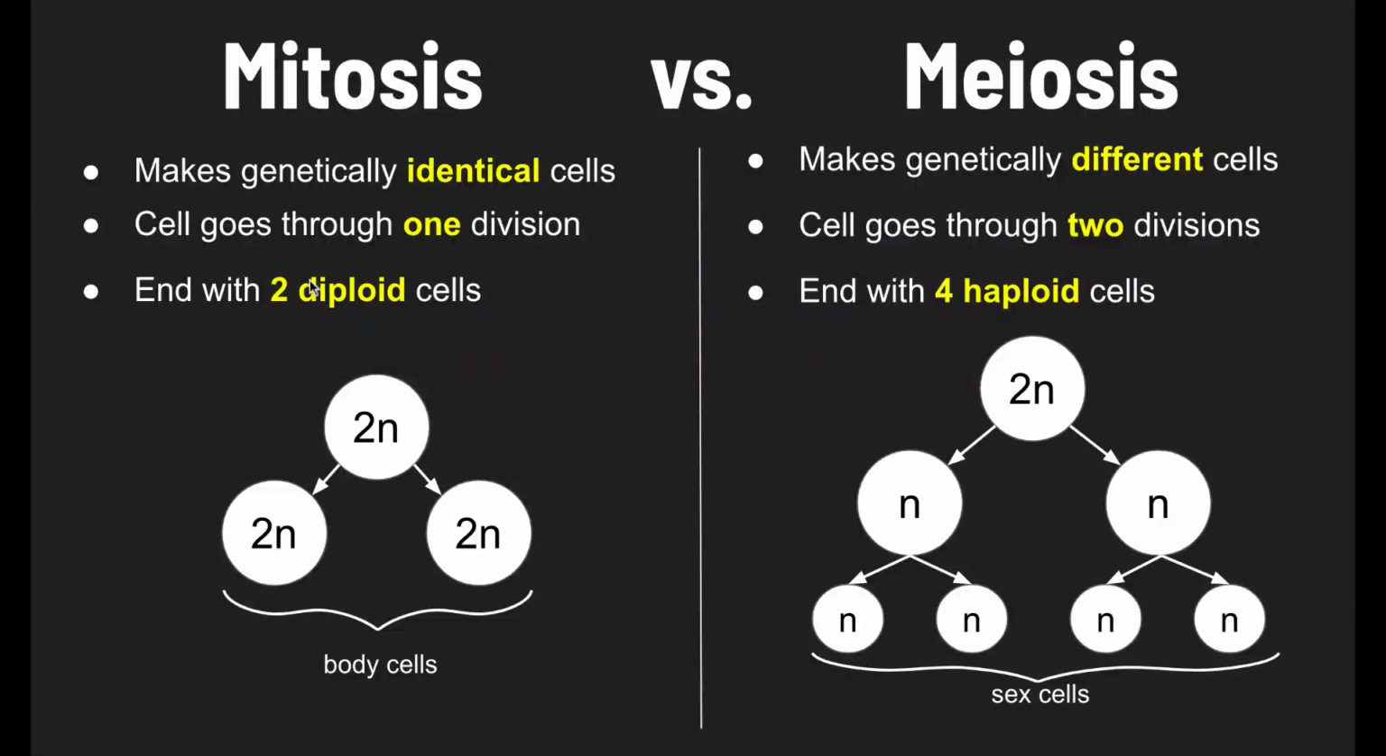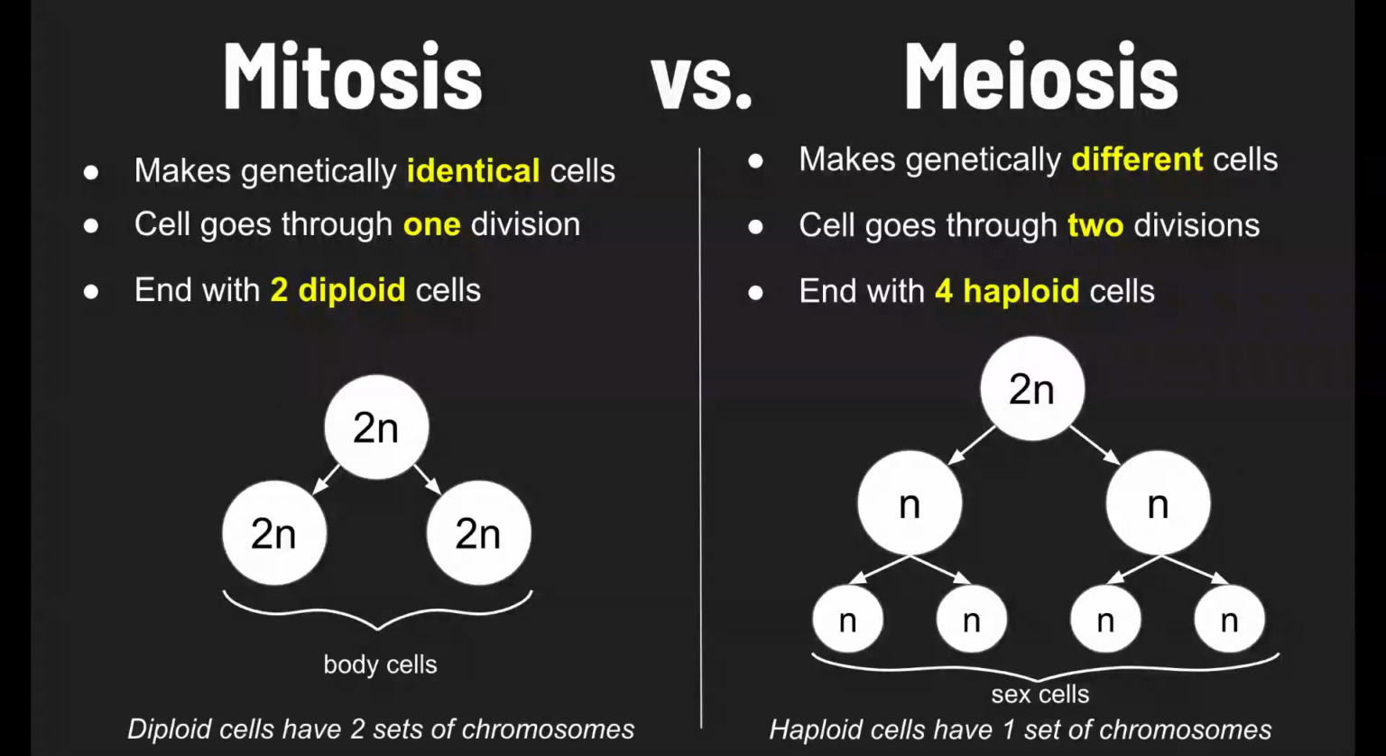So last difference here, I said that mitosis ends with two cells. It's important to know those two cells, they're diploid. But meiosis, the four cells that it ends with, they are haploid. So what's the difference between diploid and haploid? Diploid cells have two sets of chromosomes in them, but haploid cells only have one.